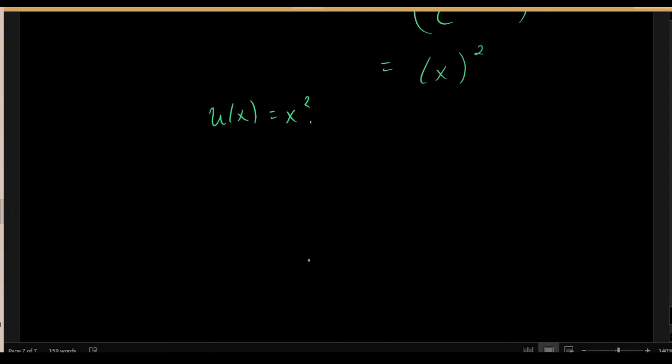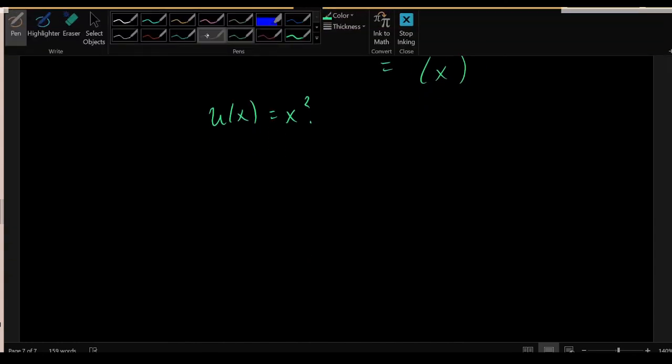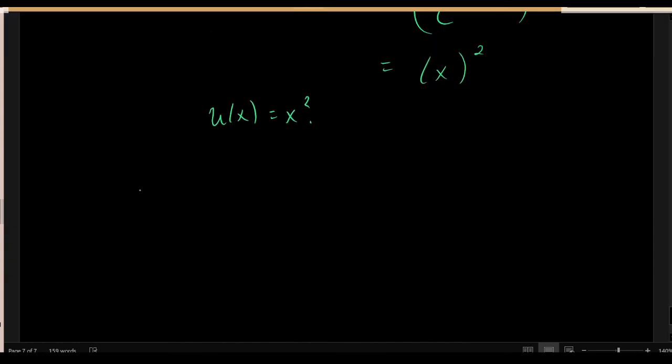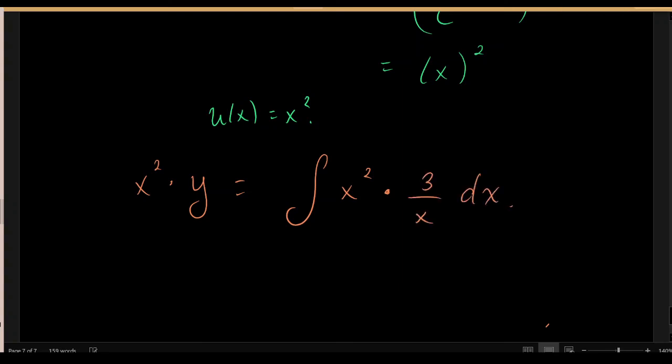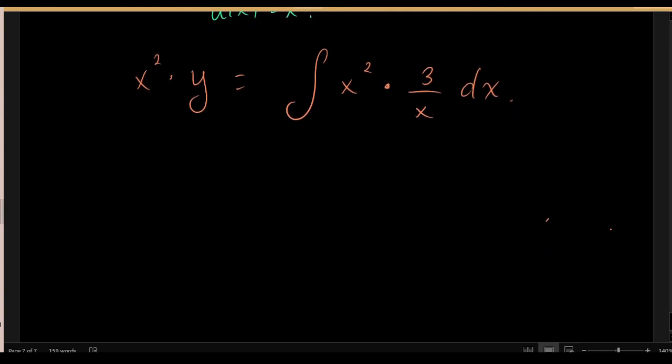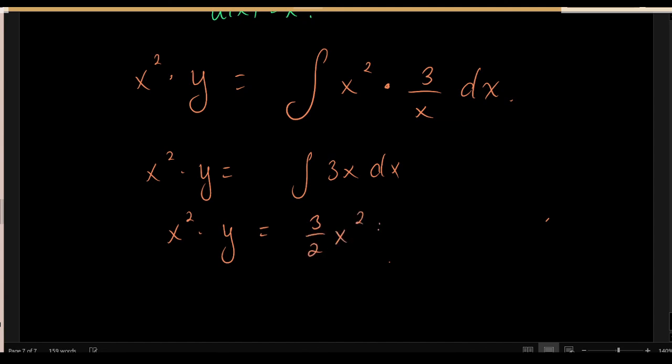So now that we have our integrating factor, let's set up our general equation. X squared times y is equal to the integral of x squared times the function f of x from our problem. So x squared times y is equal to the integral of 3x. X squared times y is equal to 3 over 2 x squared plus c.